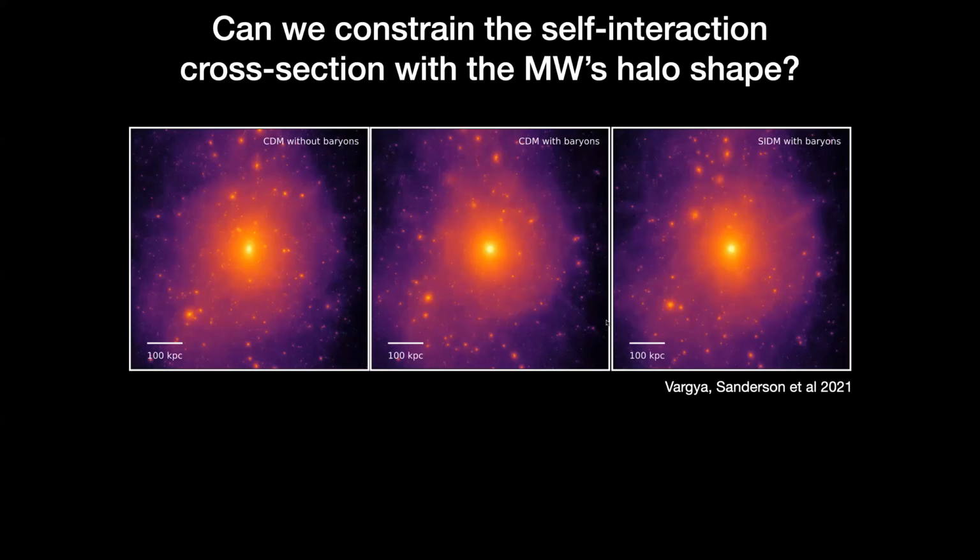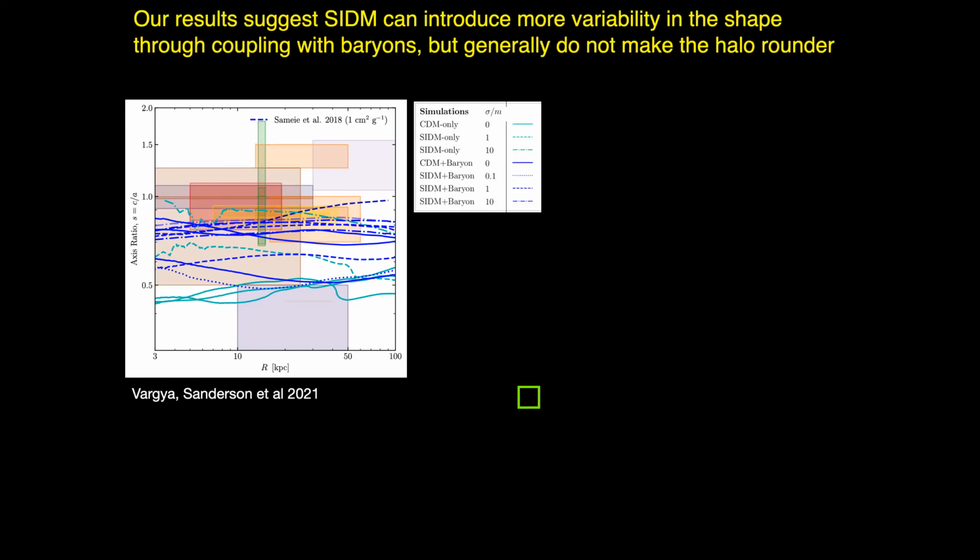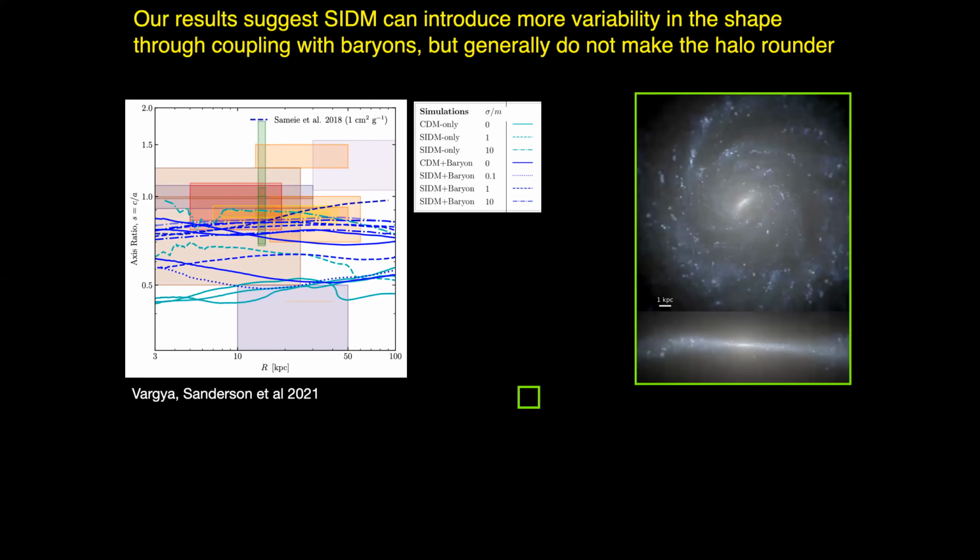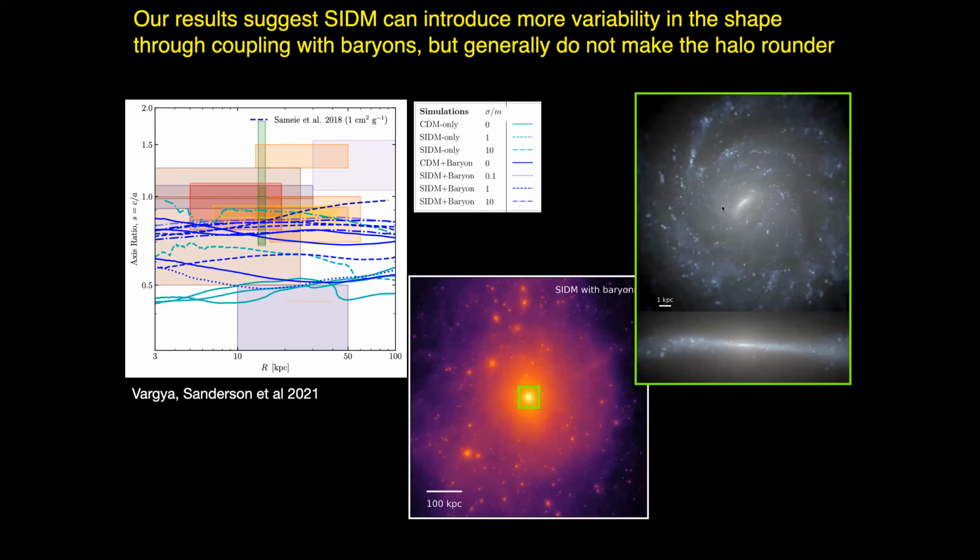No problem. Right, and you can see that there's a little bit of a difference in shape if you change the model of the dark matter, but it doesn't help you much other than to introduce more variability in the shape, since a significant cross section can let the dark matter respond better to the shape of the growing galaxy. So if you want to take a look, this is the galaxy that was growing in the middle of this SIDM halo, which is sitting down here in this thing.